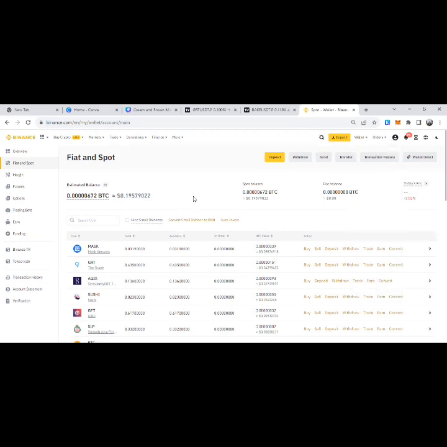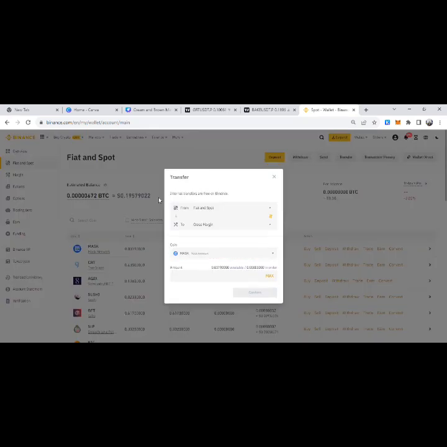Now, before you can trade on futures, it has its own wallet separate from the fiat and spot wallet. Are we following? So if you want to trade on futures, you need to transfer your funds from fiat and spot to what? To your futures. Now, it's going to ask you which futures you want to trade, whether it is the coin-M or the USDS-M. And we said we are trading USDS-M, right?